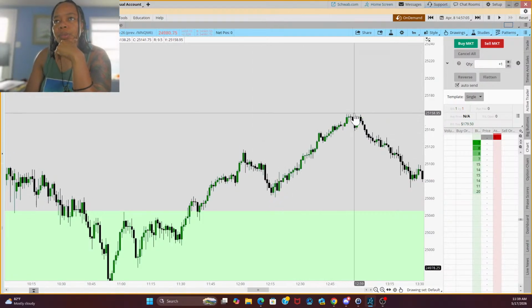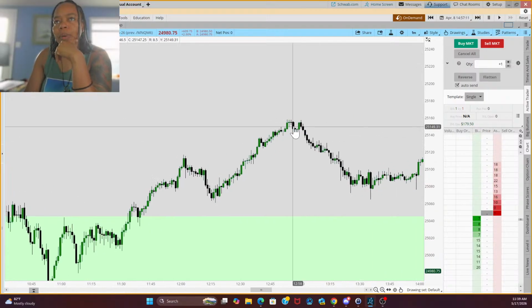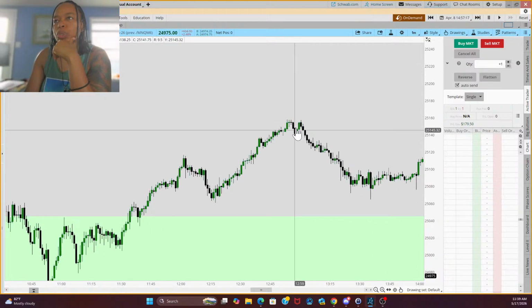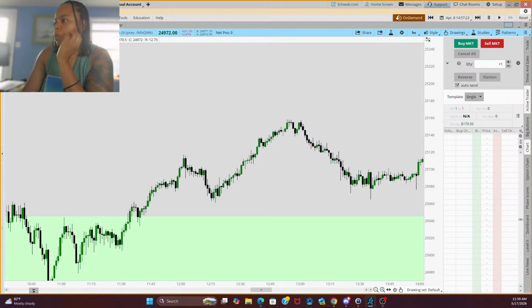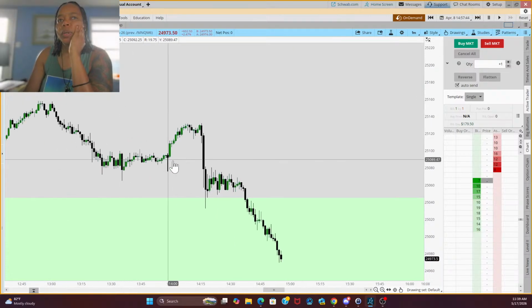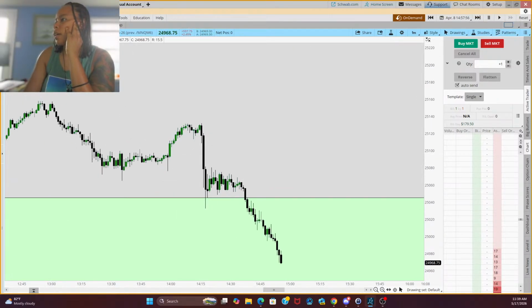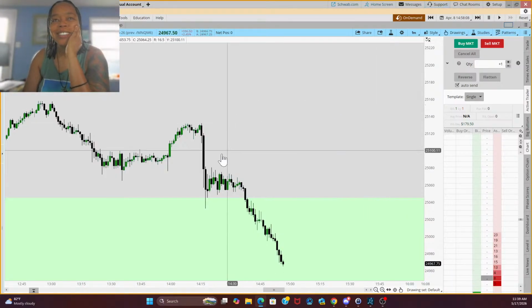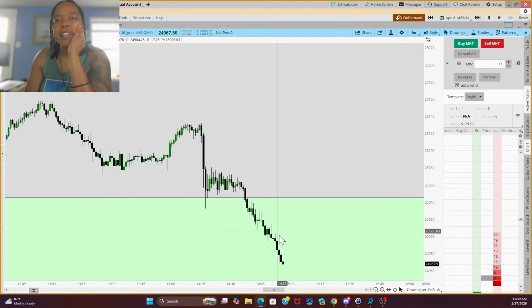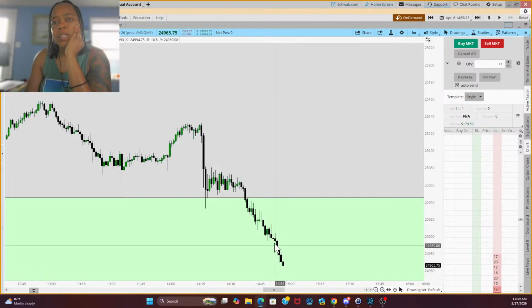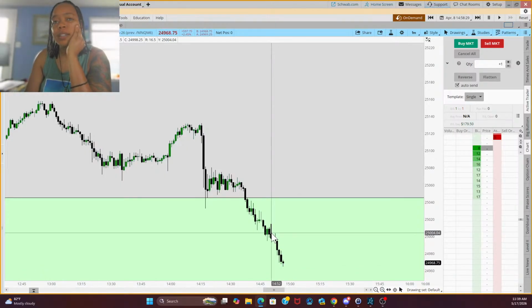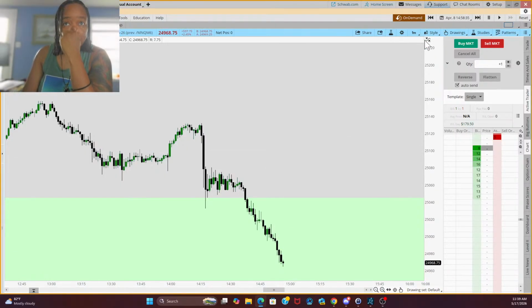But I think I took the entry here and then just rode it up here and then got stopped out right in here. I was just trailing my stop really tight, so I didn't want to give back anything. And then it looks like I took a short after the aggressive drop right here. I took a short right in here as well. And then got out, looks like right on this candle right here. Nice.